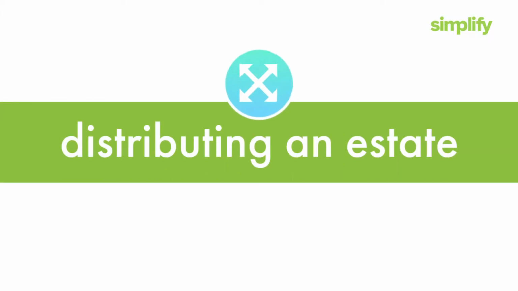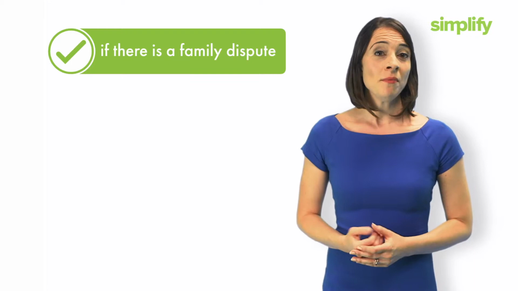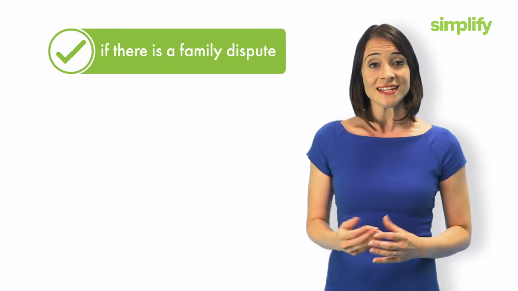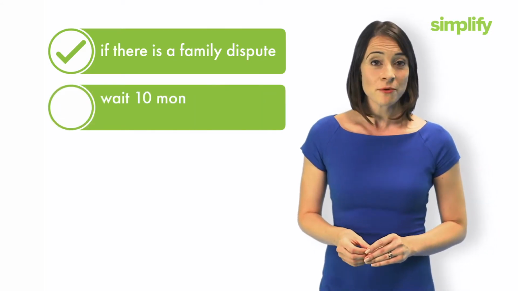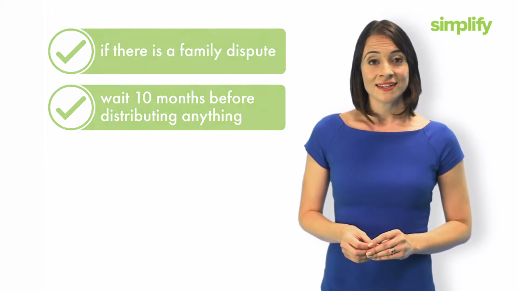Distributing an estate. When someone dies, their beneficiaries are often keen to start the process of distributing the estate as soon as possible. However, there are some important time limits you need to know about before you can safely start. For example, if there's a family dispute and you think someone might claim a larger share of the estate, you need to wait 10 months from the date probate is received before distributing anything.